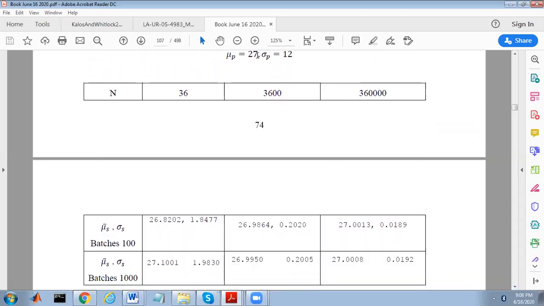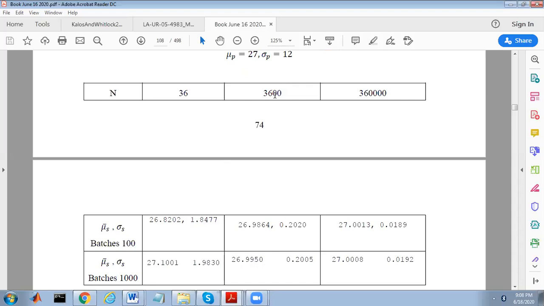The population mean is 27, the population standard deviation is 12. So when I took those 36 people and I took 100 batches, see what mean I got? I should have gotten 27, but since the sample size was not so big, I got 26.8202. And what did I get for the sample standard deviation? Instead of 2, I got 1.84. Not bad, because 12 divided by 6 is 2, so it should have been 2.